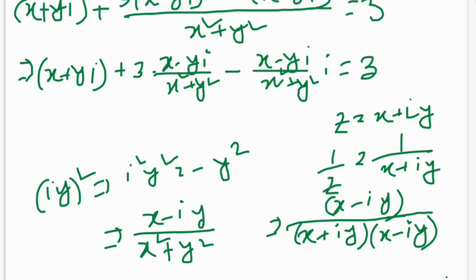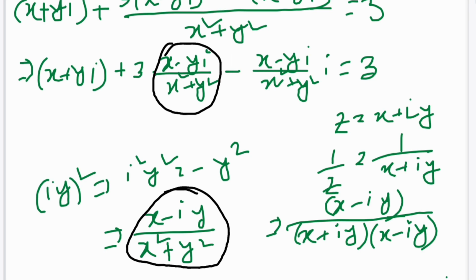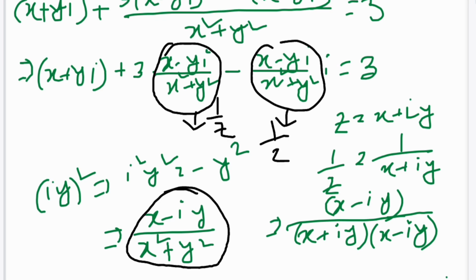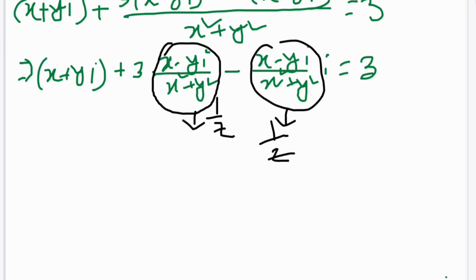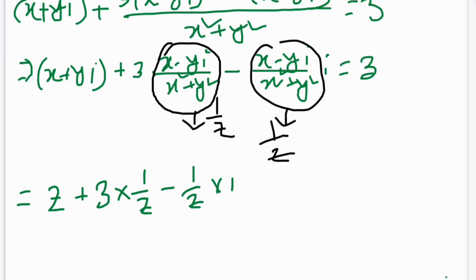So now notice here, this (x - iy)/(x² + y²), we can replace it. This one and this one are the same, so we can replace both by 1/z. So the next line is x + yi, which we can replace by z, plus 3 into 1/z, minus 1/z into y, equal to 3.